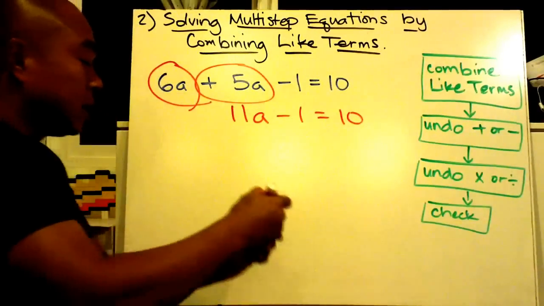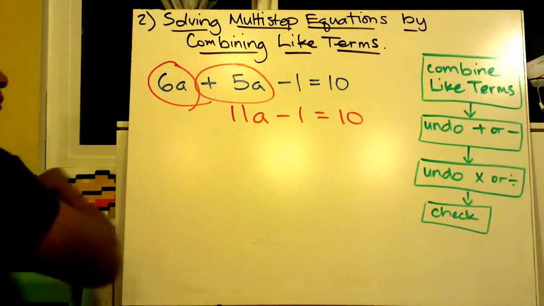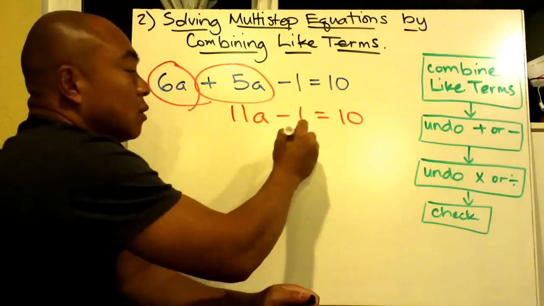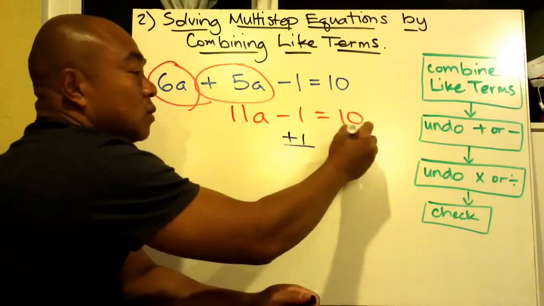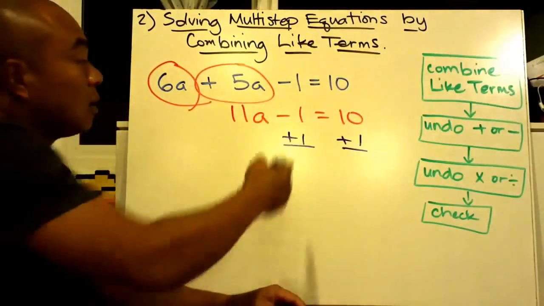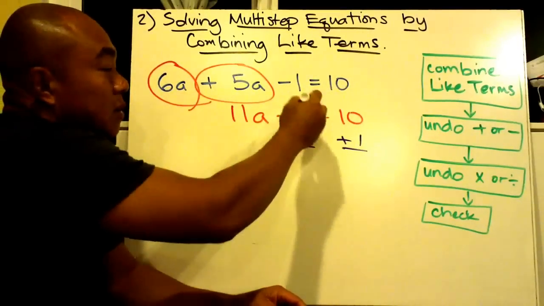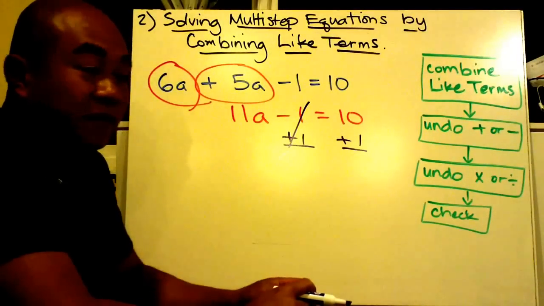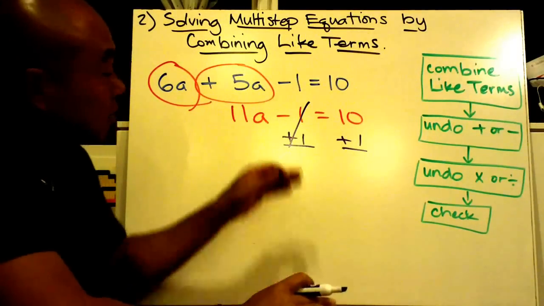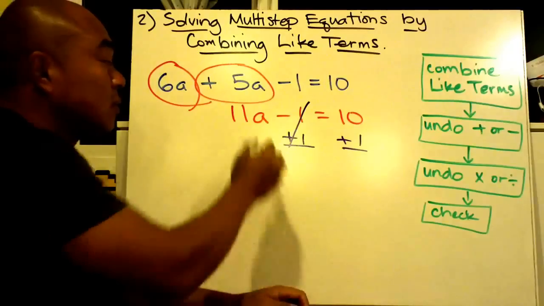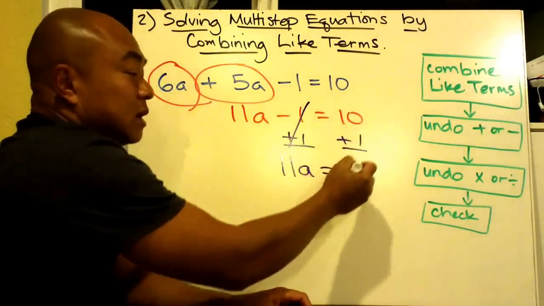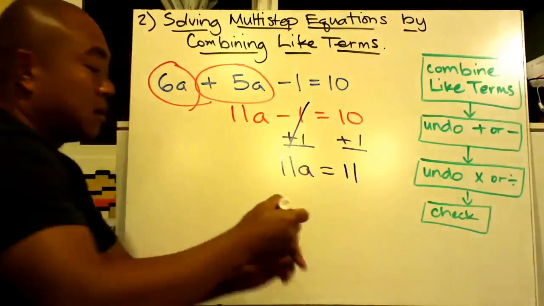So here we're going to go ahead and add 1 to both sides, because we're undoing subtracting 1. We're going to plus 1, plus 1. Minus 1 plus 1 actually gives us 0, because if you have a negative 1 and you add 1 to it, they're complete opposites, it gives you back 0. So here you have 11 times a is equal to 10 plus 1, which is 11.